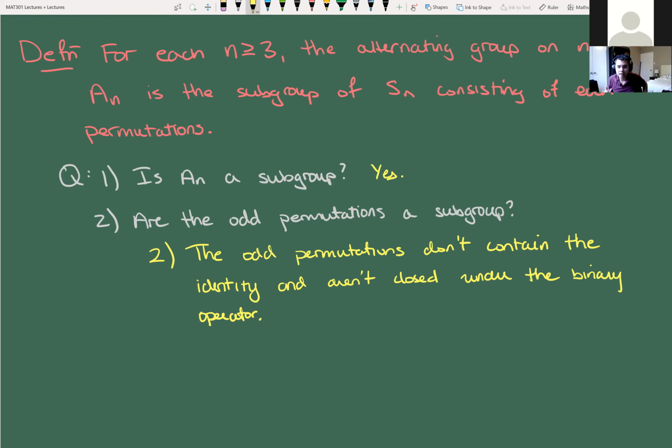Right, just thinking about it. Again, you can actually run through one of the subgroup criteria if you want, but it all comes down to this fact that the product of even permutations is even, because when you add two even numbers, you get an even number, right? Even plus even is even. And that's the reason why it works. And you can see the reason why it doesn't work for the odd permutations, right? Because odd plus odd is even, not odd. Okay.